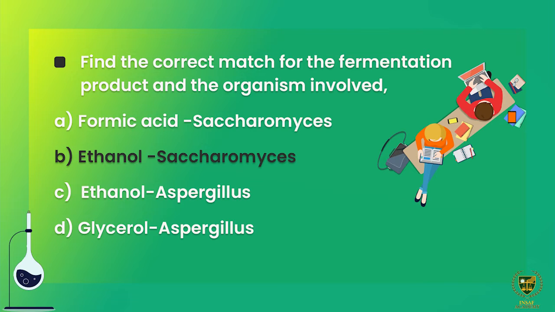So ethanol and Aspergillus, no, my dear students. And delta option says glycerol and Aspergillus. No, dear students, that is also not correct. So the correct option for this question is beta option. It says ethanol and the Saccharomyces. Now we move to another question.